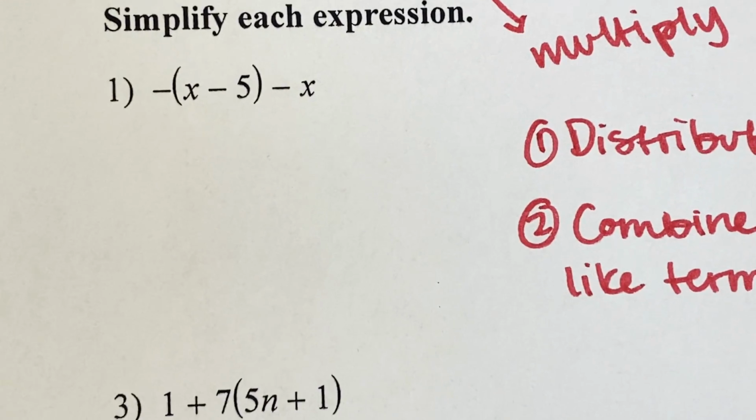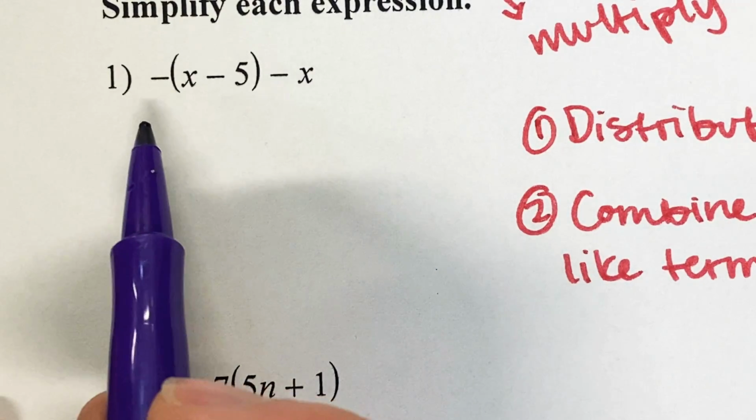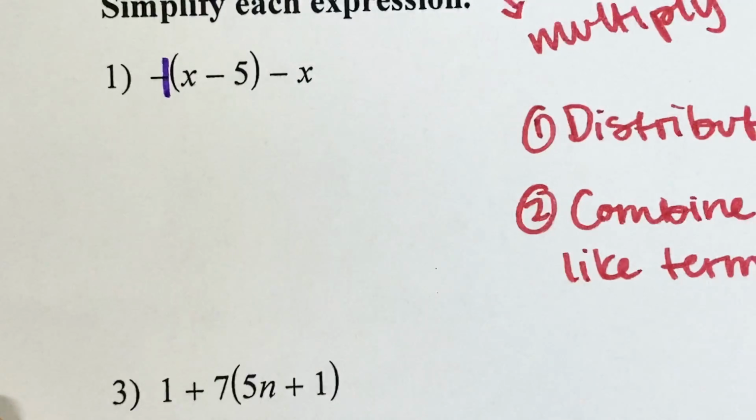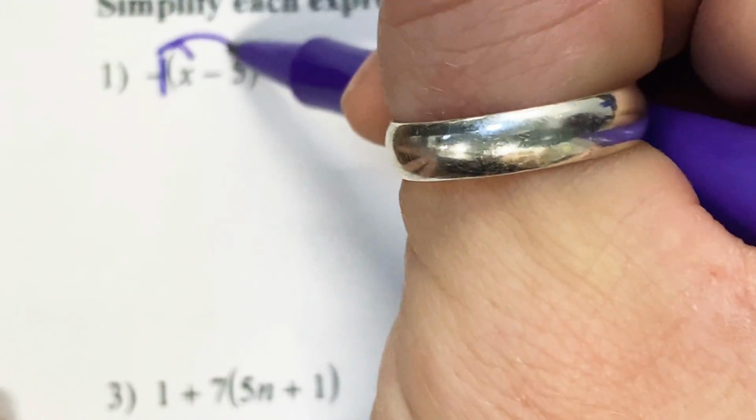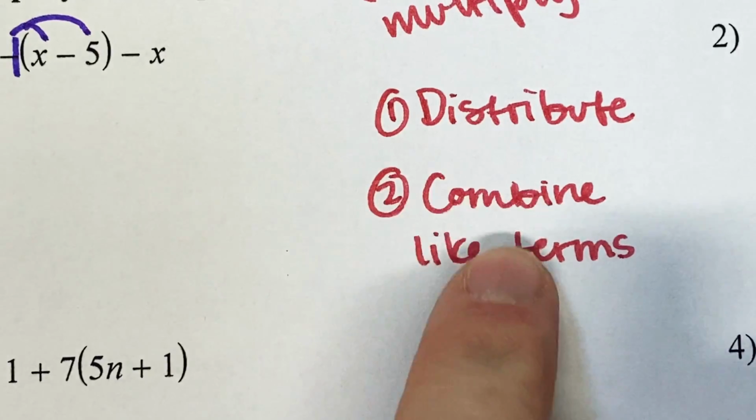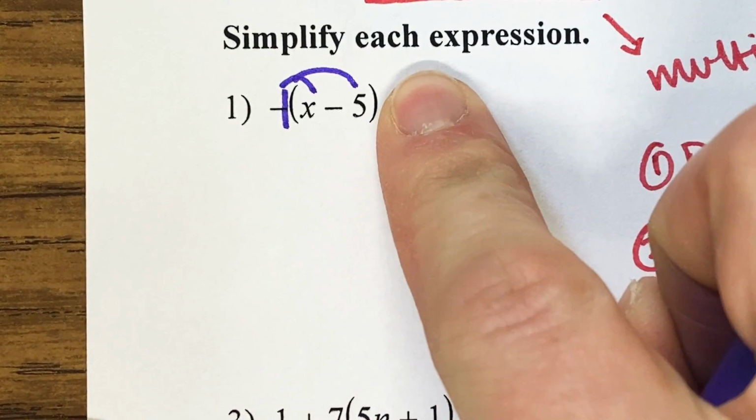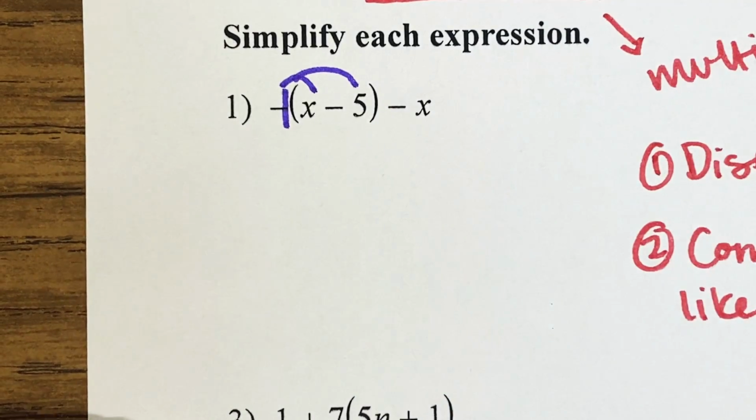On number 1, what is the number that we need to distribute? What is the number right in front of the parentheses that we need to distribute into the parentheses? Right here, what is that number? It's going to be -1, right? This -1 we need to distribute before we can combine like terms. So we are going to ignore this -x for a second, until we get to the second step.